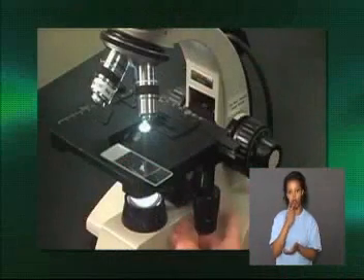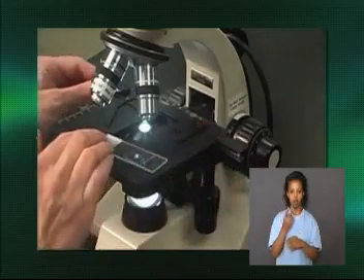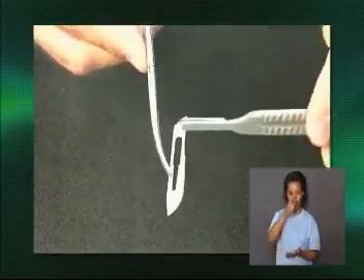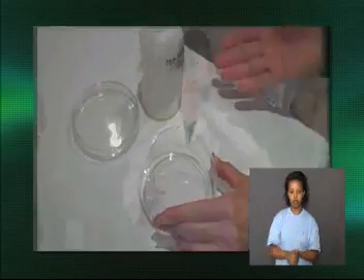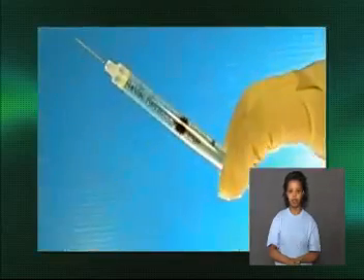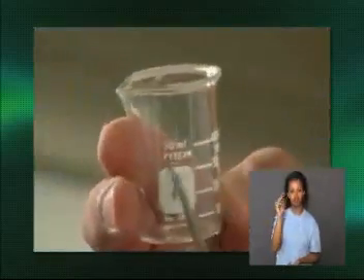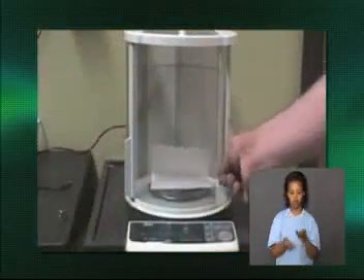In the laboratory, biologists use the following basic tools: microscopes, dissecting equipment, petri dishes, pipettes, syringes, centrifuges, measuring cylinders, and balances.